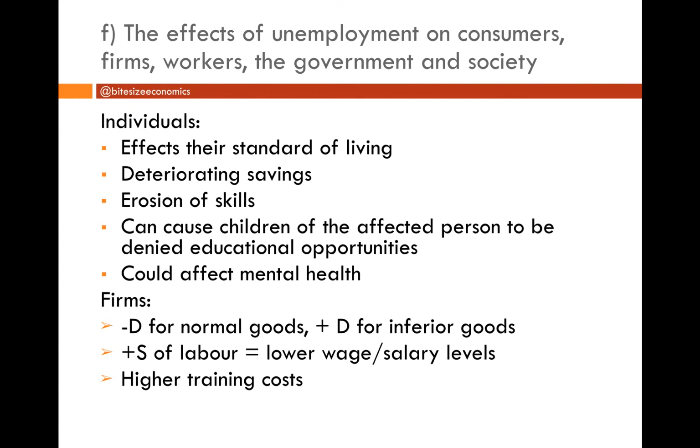So for firms, it leads to low consumer spending, which means that for normal goods, for income elastic goods, there's going to be a reduced demand. Although if a firm's supplying inferior goods, which means that when income's lower, the demand for these goods rises, that might be Pot Noodles, for example, they're going to experience an increased demand, which is good for their companies. Greater supply of workers could lead to lower wages and salary levels. So if more people are willing to work, they will be willing to work at lower wages, which then leads to the overall salary level lowering.